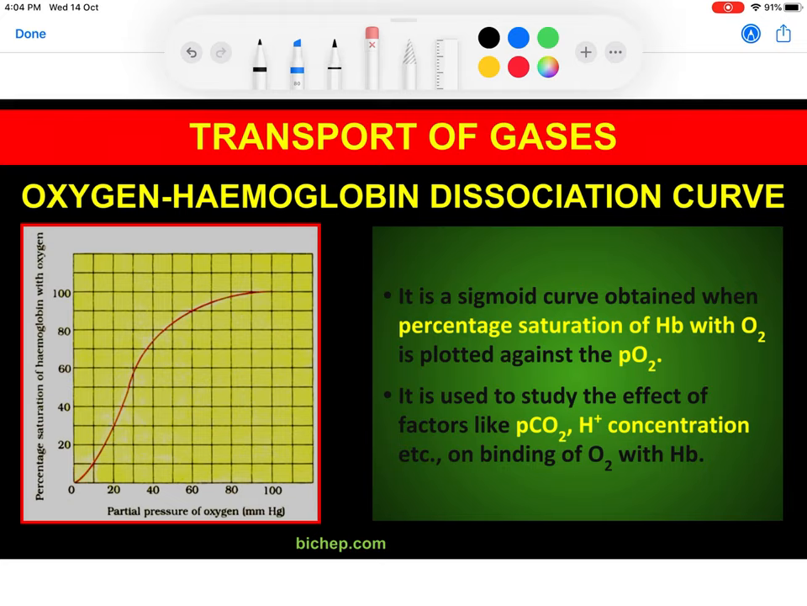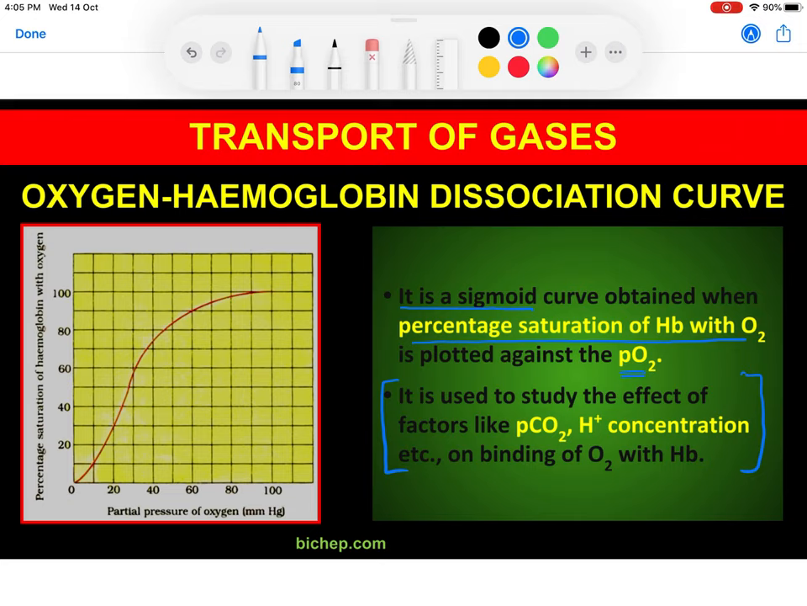As the partial pressure of oxygen increases, the saturation of hemoglobin with oxygen also increases, and it is represented by this sigmoid graph. Ready? If you observe the graph, a sigmoid curve is obtained when the percentage saturation of HbO2 is plotted against the partial pressure of oxygen, PO2. Now why are we studying this plot? To know whether an individual's health with respect to metabolic activity is correct or not.